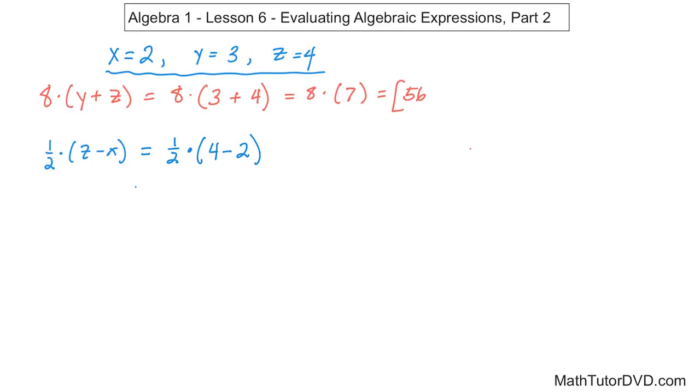So what we have is 1/2 multiplied by, inside here, z is equal to 4, minus x, which is equal to 2. And then we have 1/2 multiplied by, inside these parentheses, we must do them first. 4 minus 2 is 2. And now we can mentally drop the parentheses because we've done what's inside of there. What is 1/2 of 2, or 1/2 times 2, is just going to be the number 1. That is going to be the final answer right there.